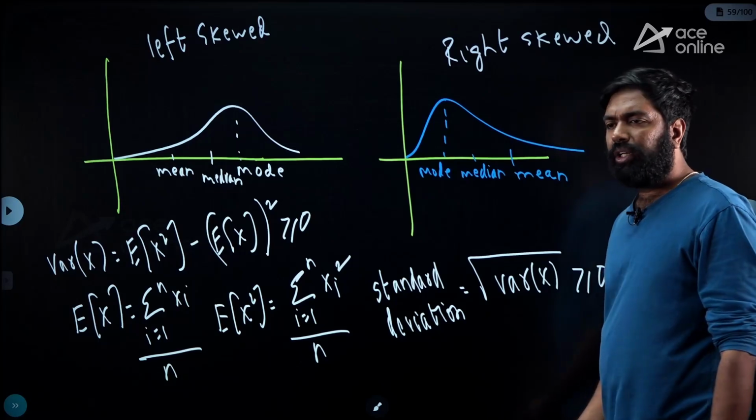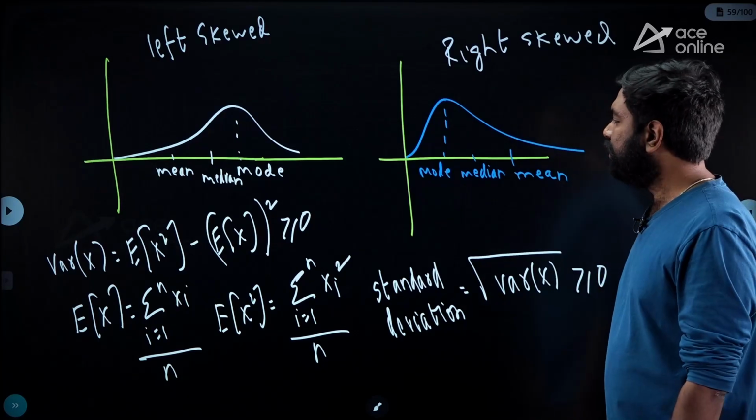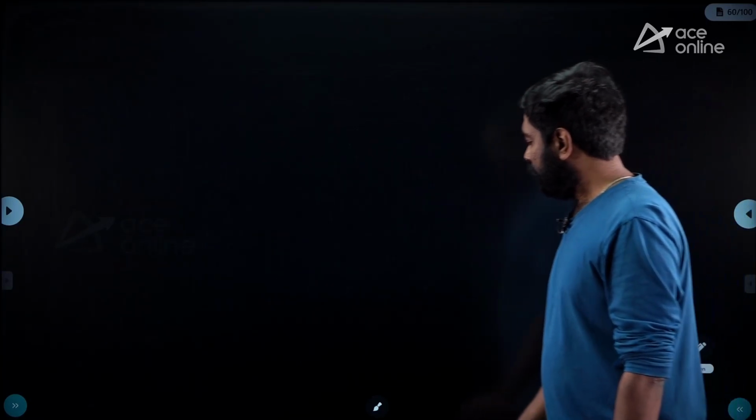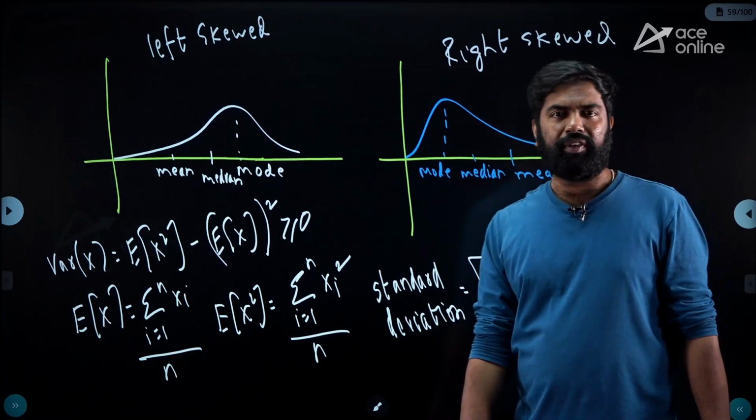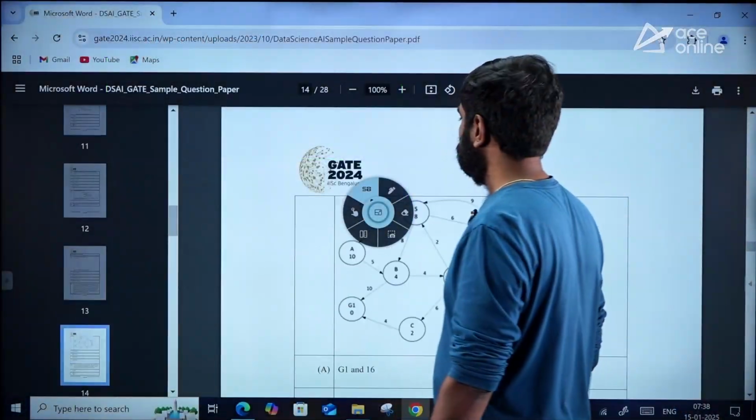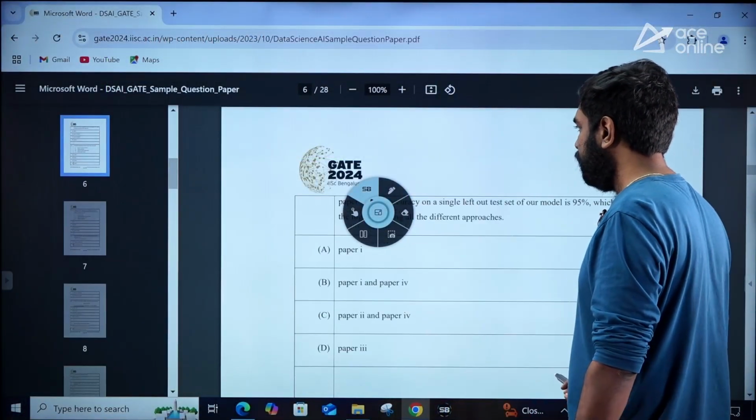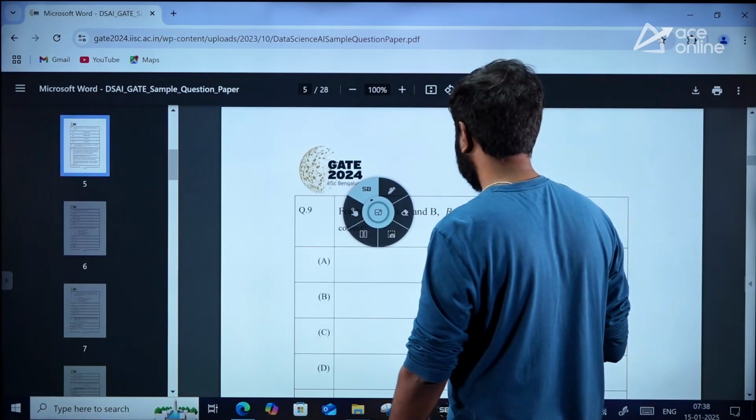So this is about mean, median, mode and the standard deviation. A quick recap. You can just go through this. I'll keep this for a minute. This question was very well created. I want to solve that.